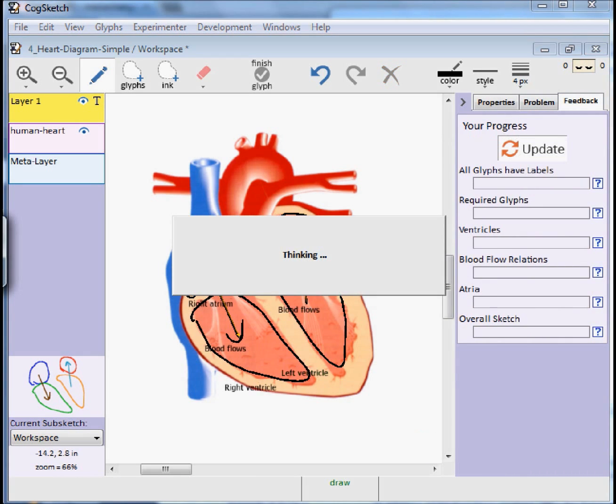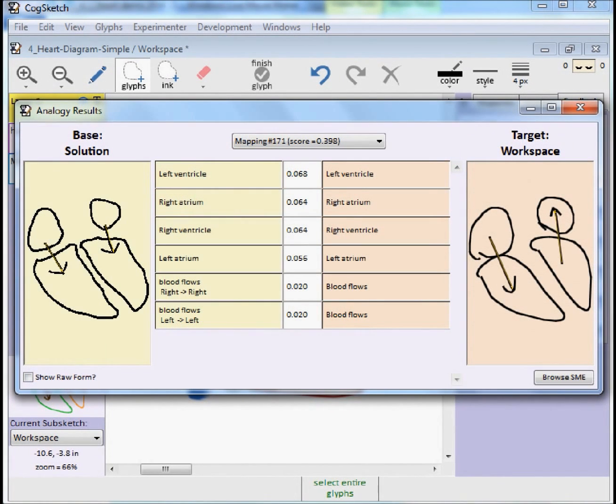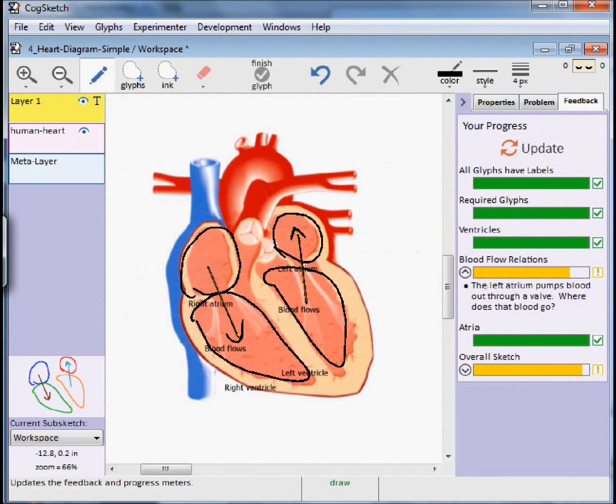When the student is ready, they can request on-the-spot feedback to see if their sketch is correct. The worksheet coach creates an analogical mapping between the student sketch and the solution sketch. The differences between the two sketches, along with correctness criteria defined by the worksheet author, are used to generate feedback. In a real worksheet, the student would not see this mapping, so the solution would remain hidden. Instead, they would only see their feedback.